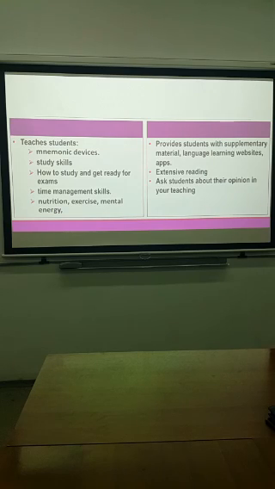Okay, sometimes we need to provide the students with supplementary material, with language learning websites, with mobile apps, language learning mobile apps to help the students learn better. Also, extensive reading. Show the students or help the students read things other than the textbook. Stories from the internet or a newspaper article or an article in a magazine.